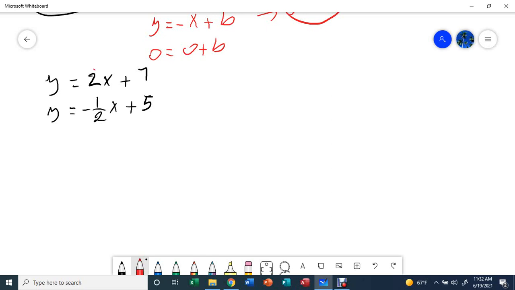So 2 and negative 1/2 are reciprocals of each other with the opposite sign. One is positive, one is negative. In other words, their product must equal negative 1. If you do 2 times negative 1/2, you should get negative 1. So reciprocals with the opposite sign, or their product equals negative 1.